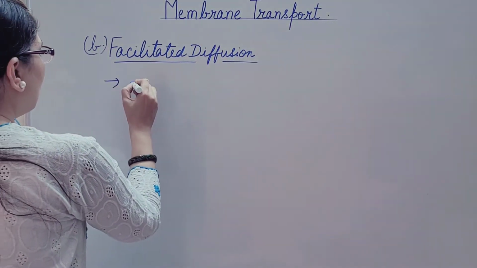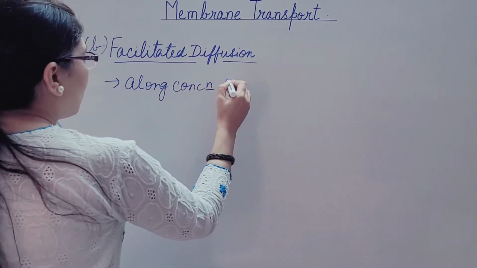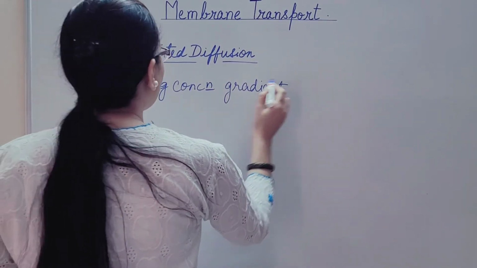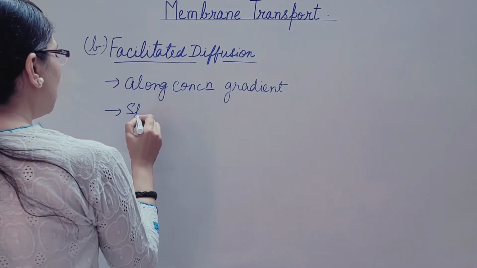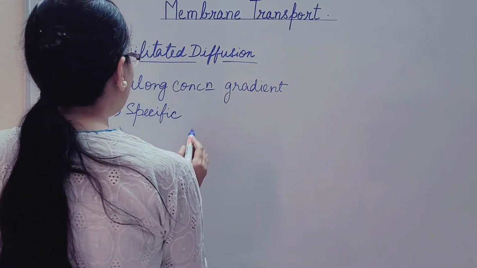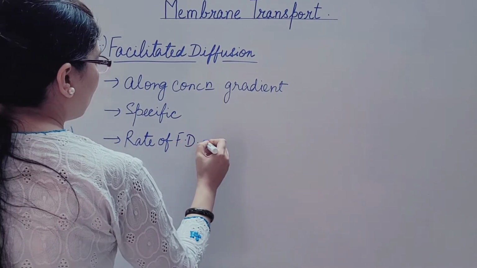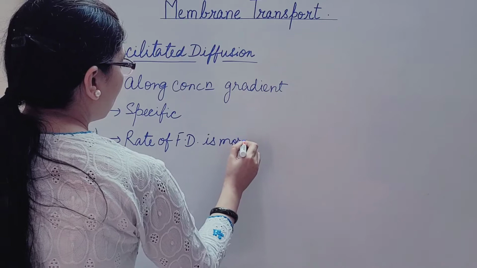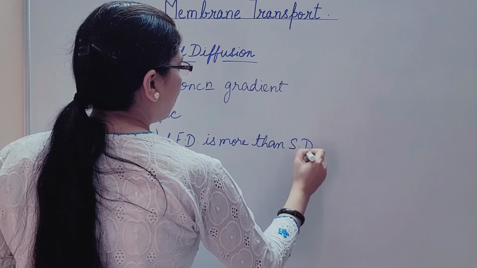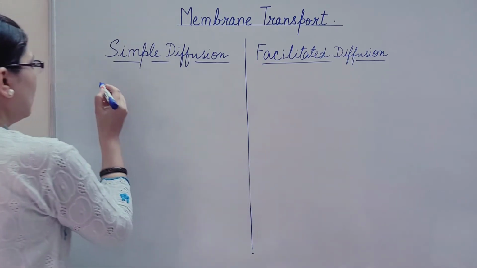Facilitated diffusion also occurs along the concentration gradient. It is a specific process because the transport protein does not allow the movement of all the molecules. The rate of facilitated diffusion is more than simple diffusion. Let us compare simple diffusion and facilitated diffusion.